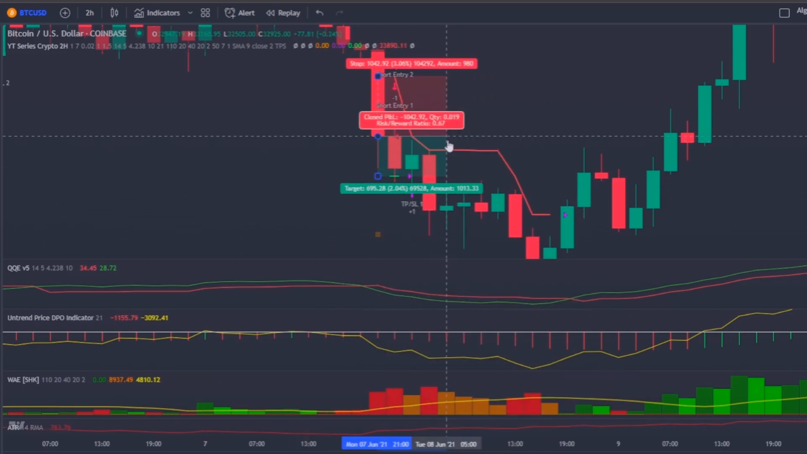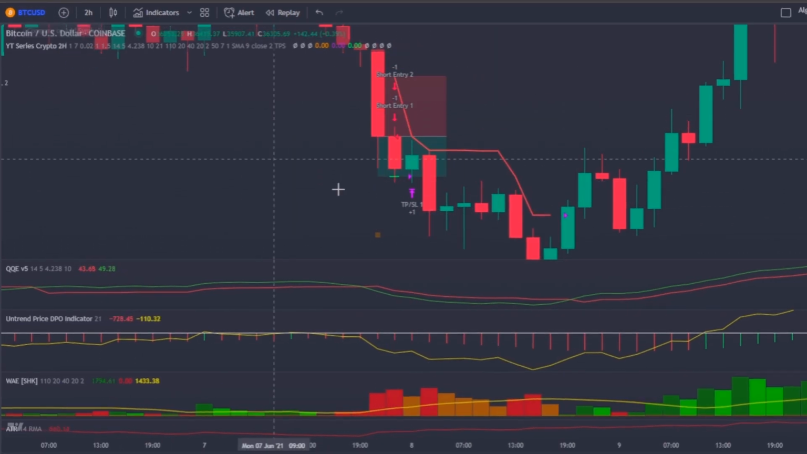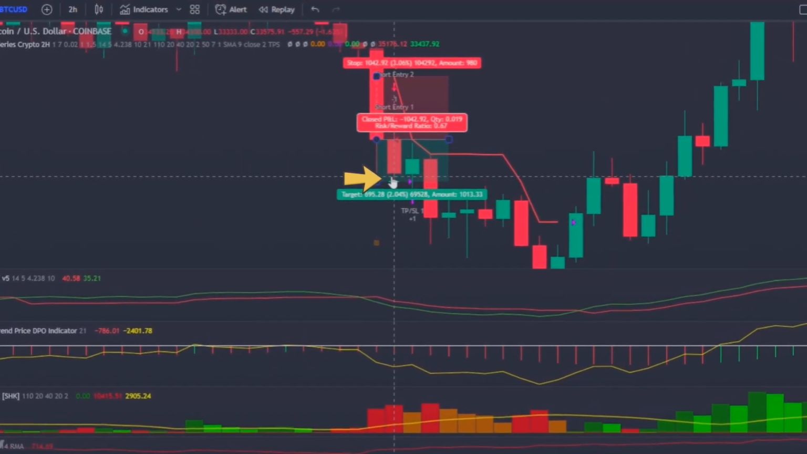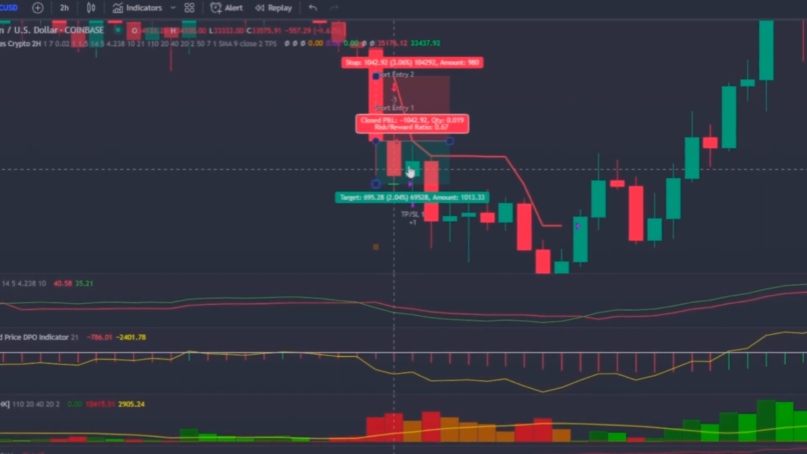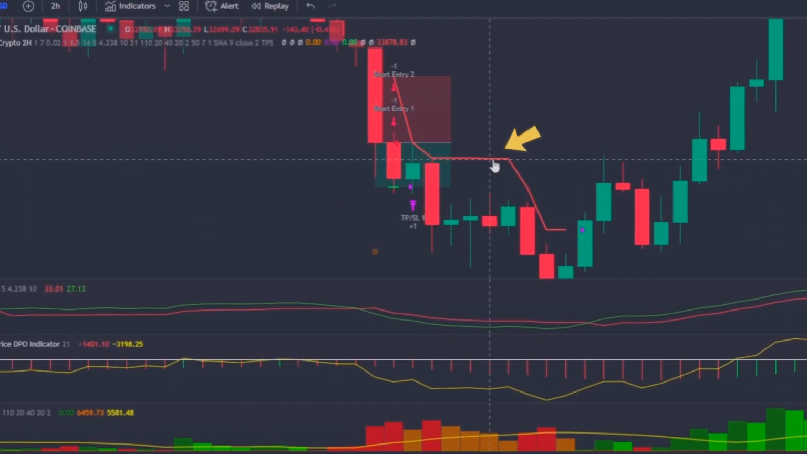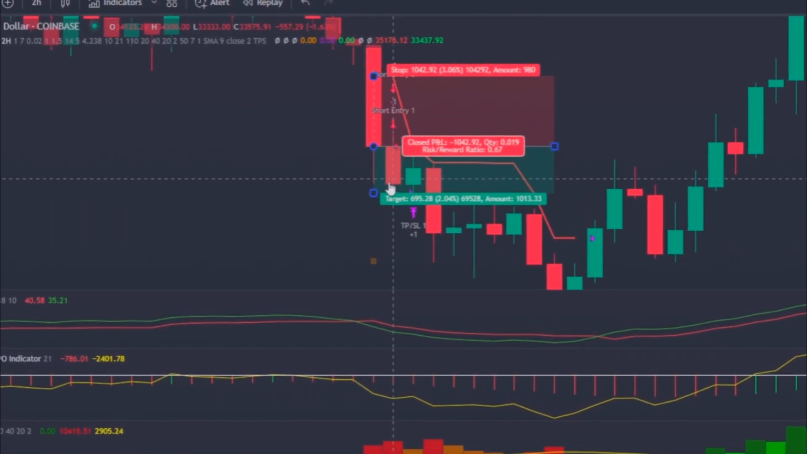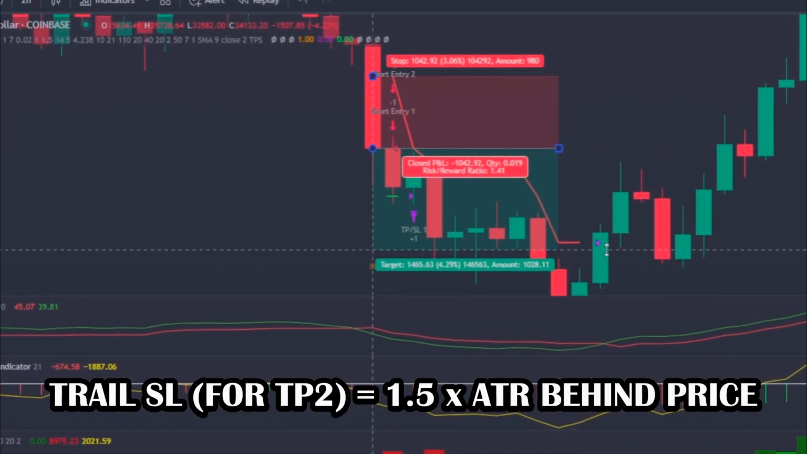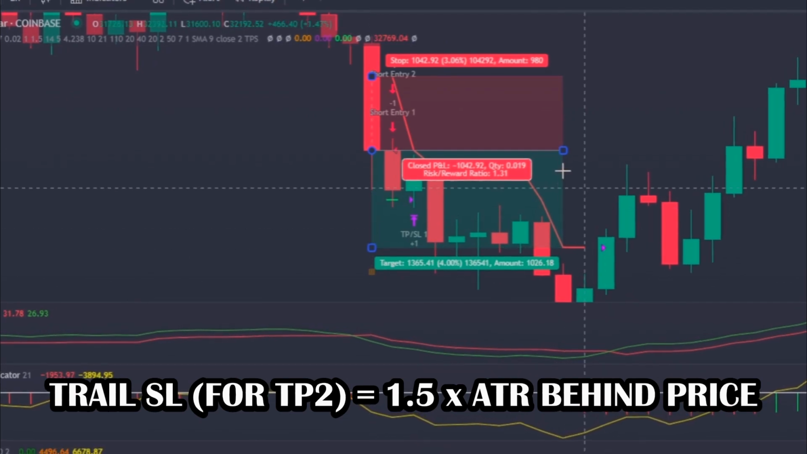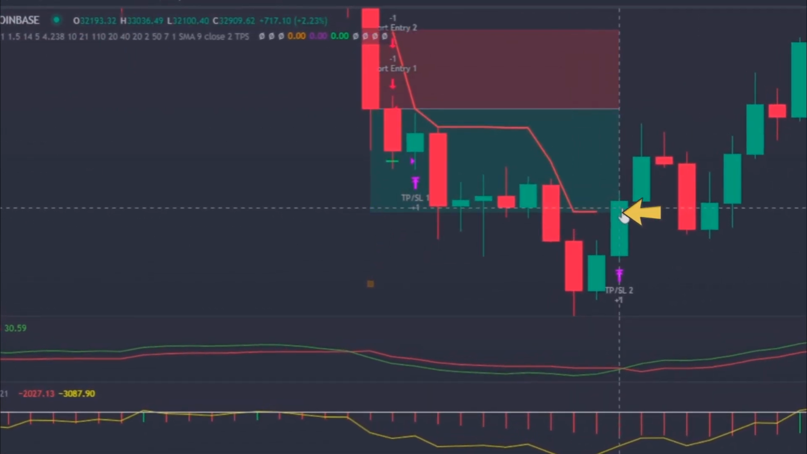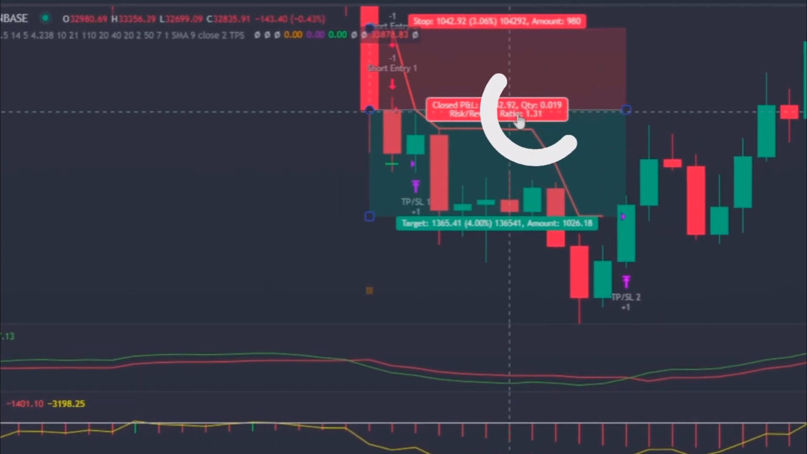So, in this example, on the Bitcoin chart, our take profit 1 was hit here, so the bot would close 50% of the position, and then it will apply the trailing stop loss for the second 50% of the trade, which you already know that is always 1.5 times the ATR pip value behind the price. And as you can see, the trailing stop loss would have been hit here on the 1 to 1.3 risk reward zone.